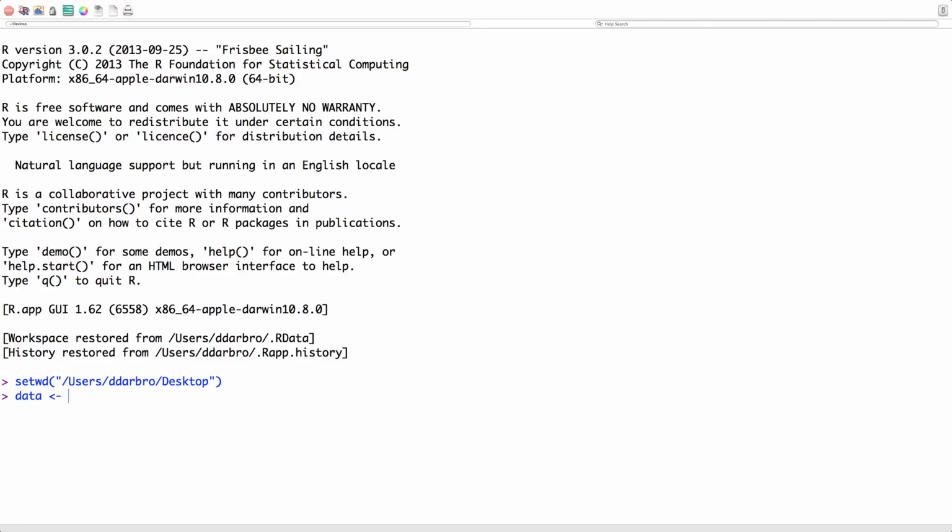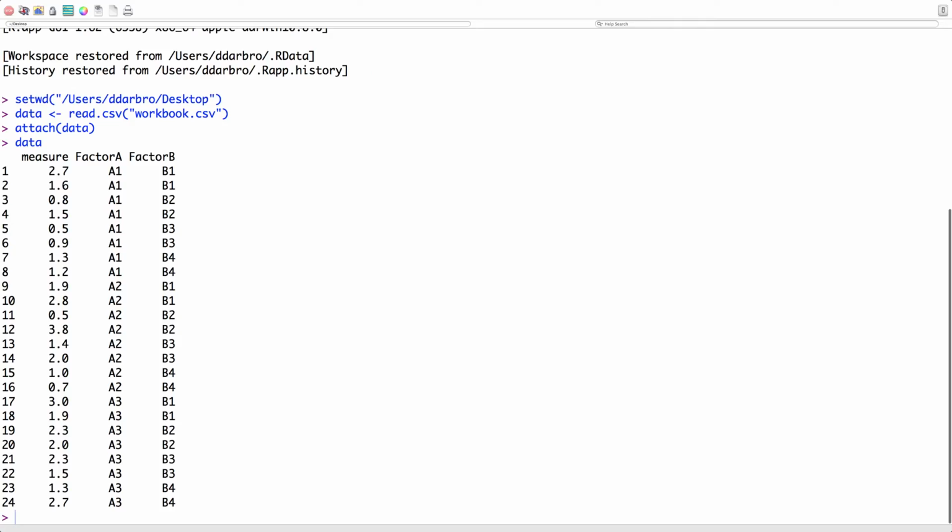I'm going to call it data because I'm creative that way. I'm going to attach my data, and I'm going to look at the data. To be honest with you, I could care less about looking at the data, but as a teaching tool, sometimes it's helpful. All right, the first thing I'd need to do is to take a look at the assumptions.